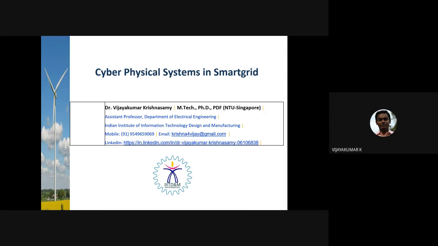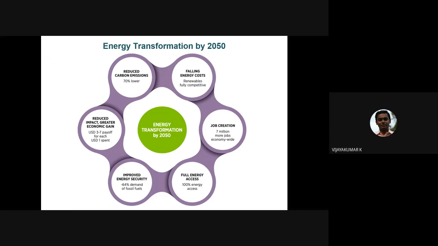Once you understand the basics of smart grid, it will be easy for us to understand where we can develop our machine learning or artificial intelligence techniques to apply to it. When we come to the energy transformation, before discussing the smart grid, why has the smart grid become popular nowadays? The main reason is the energy sources.